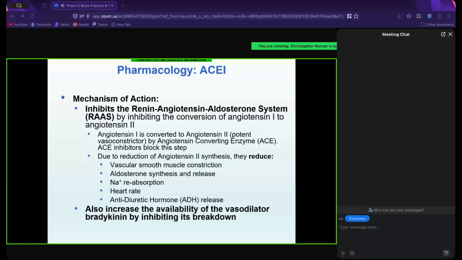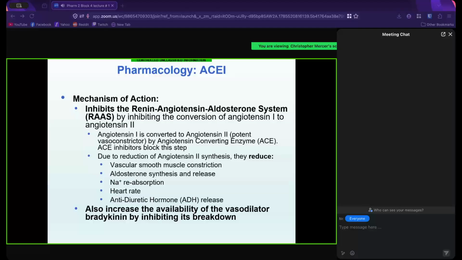So when we think about the actions of angiotensin II normally, then when we talk about inhibiting that conversion, we're going to reduce heart rate, and we're going to reduce that antidiuretic hormone release that we said was a rebound effect from what? All the volume loss. So it does a lot of great things to counter an overactive RAS system, right?